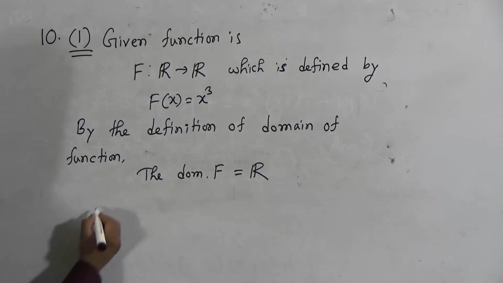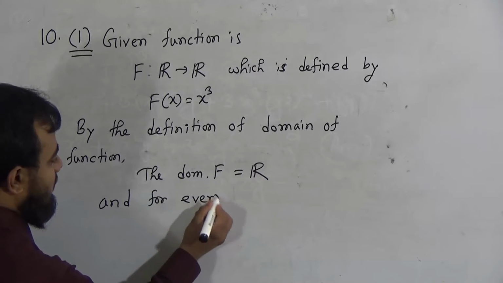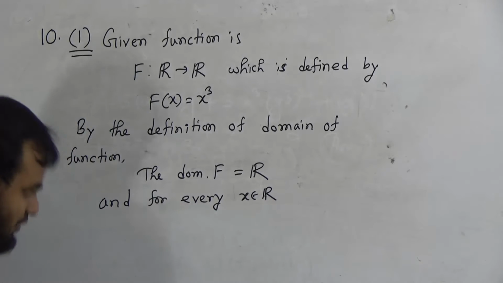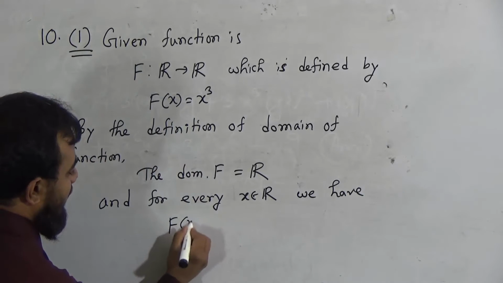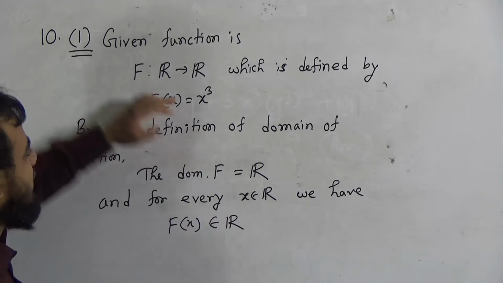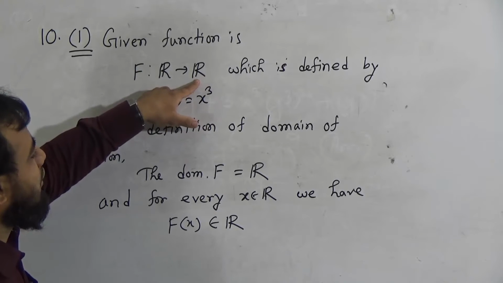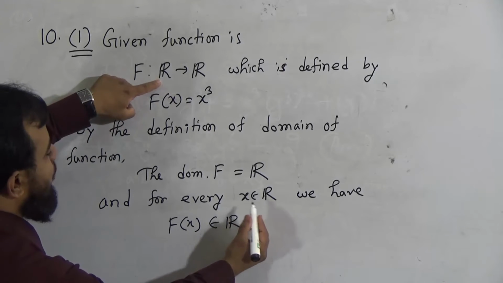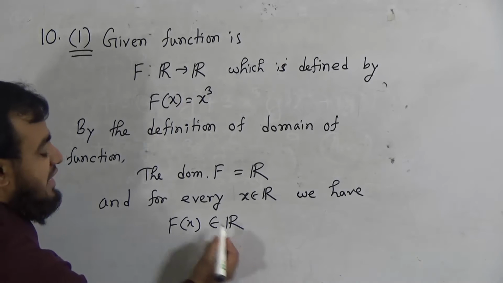And my dear students, for every x belong to the real number R, we have f of x which also belongs to R. That means if we put the value of x here, we will get x cube, which is also in the real number. So for every x belong to R, we will find a value of f of x which is in the real number also.